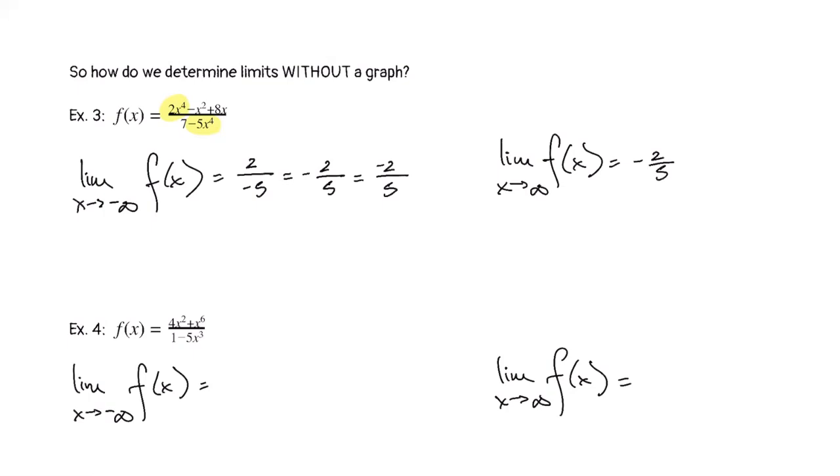So does that make sense how we're able to look at the degrees and then use that to determine what the end behavior is? Remember, horizontal asymptotes are just another name for end behavior.